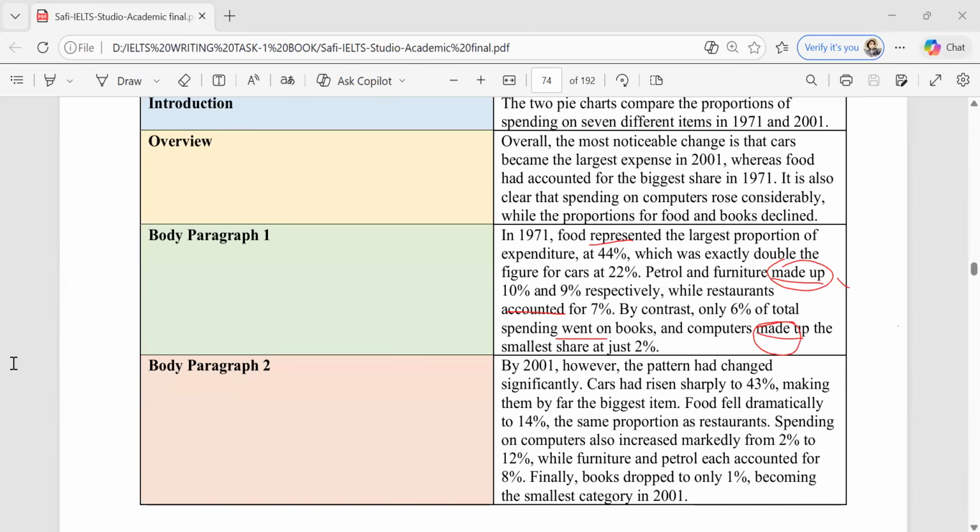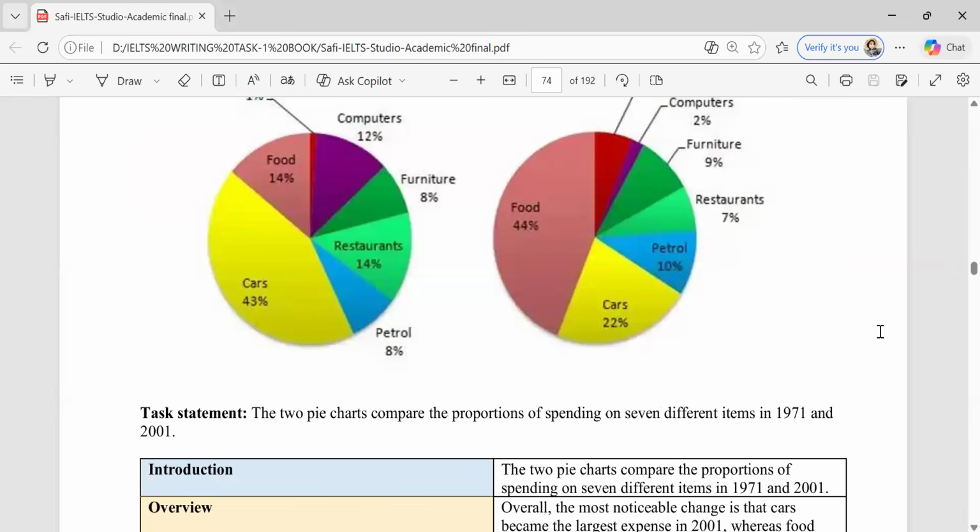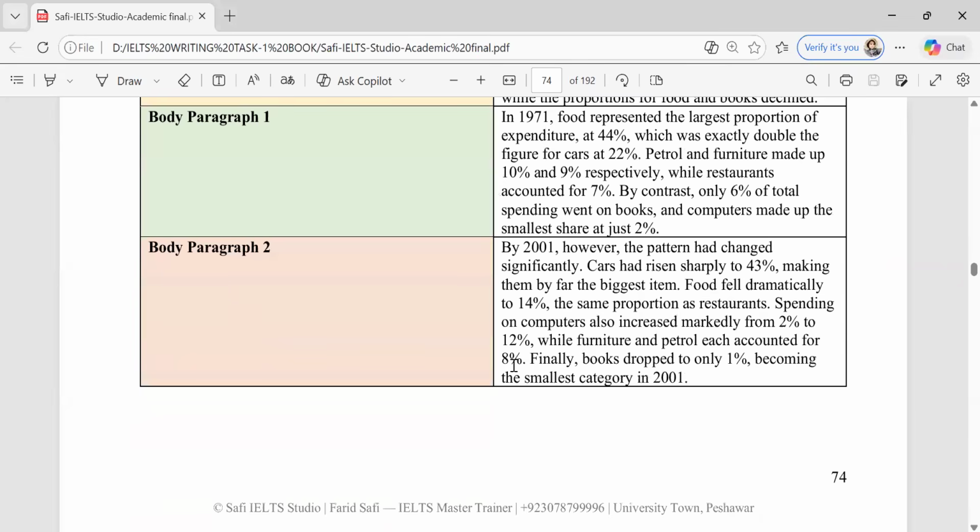We don't want to use it again. Then for main body paragraph 2, it's by 2001. However, the pattern had changed significantly. तो मैंने एक्स्ट्रा अल्फाज इसलिए लिखे कि पैटर्न had changed because it's in the past, so had changed significantly. Cars had risen sharply, क्योंकि हमें एक ऑलरेडी मिल चुका है, so that's why we want to use past perfect tense here. So can you see now cars, before cars were 22 but now cars are 43. So now cars had risen what? Had risen sharply.